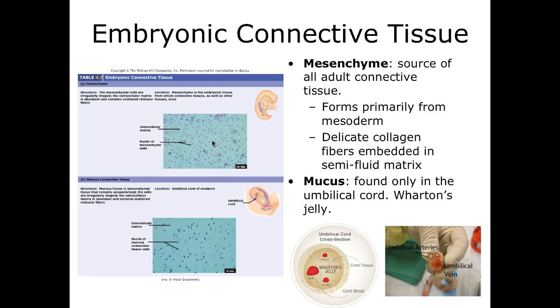But what I do want you to know is that there's a delicate type of collagen fibers in this matrix, and it is more of a semi-fluid type of matrix. It's a little bit more gelish. We're also going to have mucous connective tissue. This is really only found in the umbilical cord in Wharton's jelly. If you look at a sliced umbilical cord, we of course have our 2 umbilical arteries and 1 umbilical vein, and surrounding that is going to be Wharton's jelly. So it's just a mucous type of connective tissue.